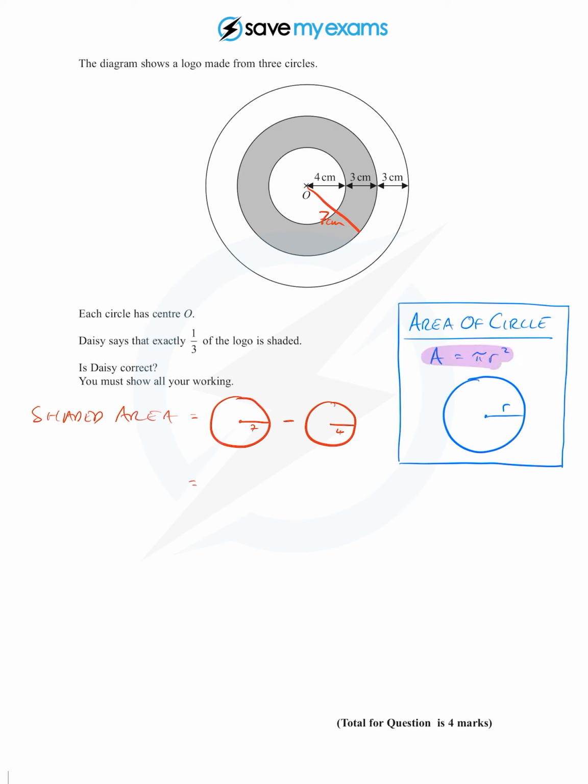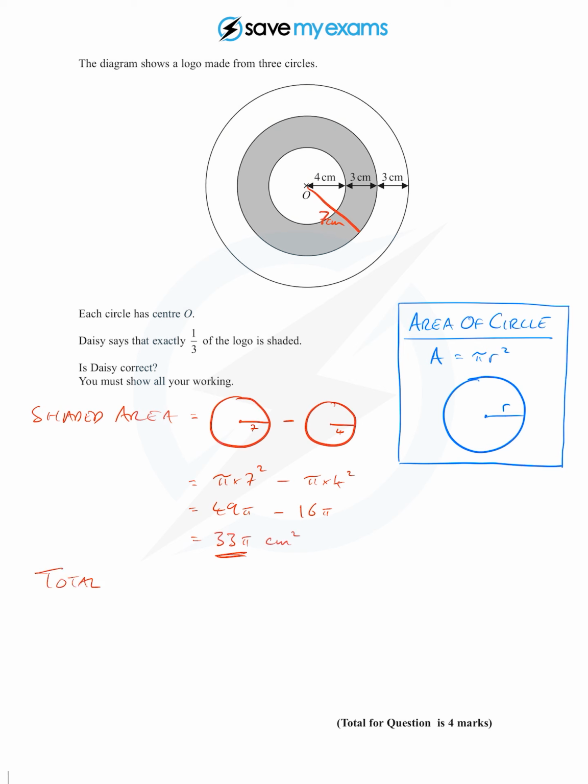So the shaded area is, I've got a little formula for the area of a circle over here, like you need it. Of course you don't. It's pi r squared, you knew that. So that's pi times 7 squared minus pi times 4 squared. So that is 49 pi minus 16 pi, which is 33 pi, in square centimetres.